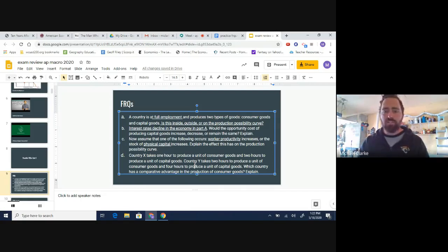Country Y takes 2 hours to produce consumer goods and 4 hours to produce capital goods. And then the question is, which country has comparative advantage? Underline the key words you got to find. You got to be able to explain it. So you got to find the comparative advantage in consumer goods and then explain it.